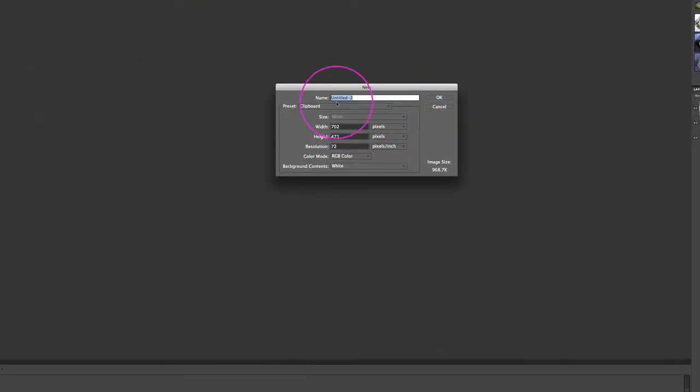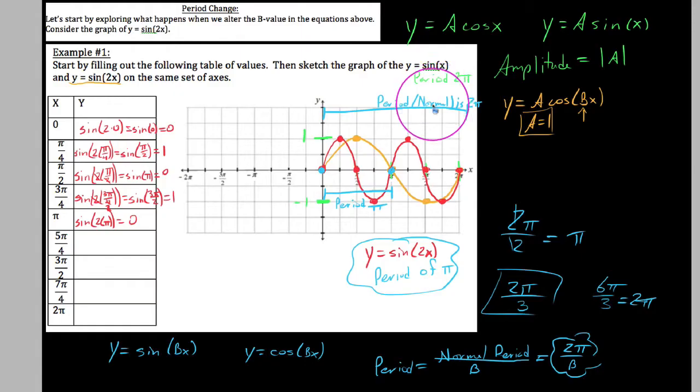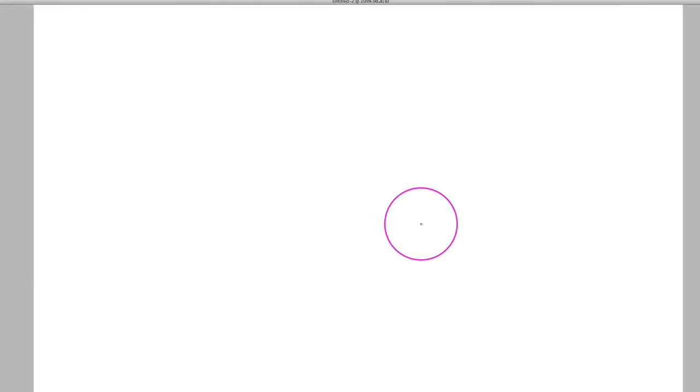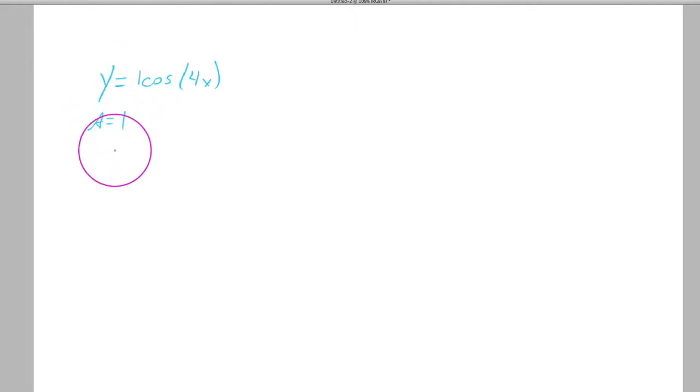Okay, so let's illustrate this with a really quick one. We'll throw in another graph here. Let me zoom in. What if I wanted to graph y equals cosine of 4x? The first thing I want to recognize is this: the a value is 1, so the amplitude is the absolute value of 1, which is 1. And then b is equal to 4. This is our b value in here.